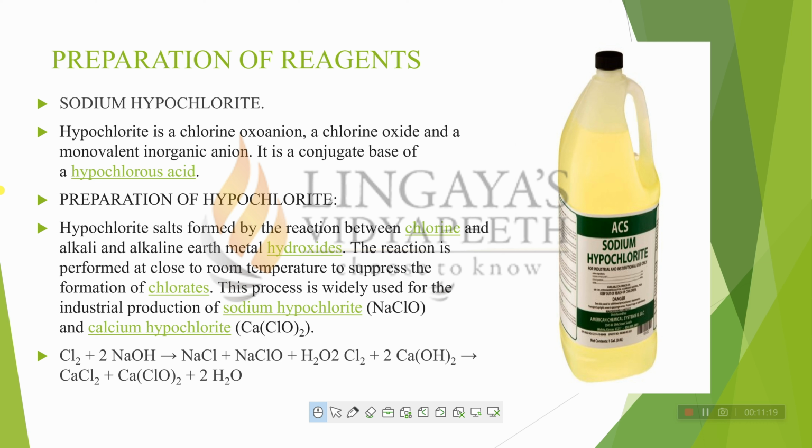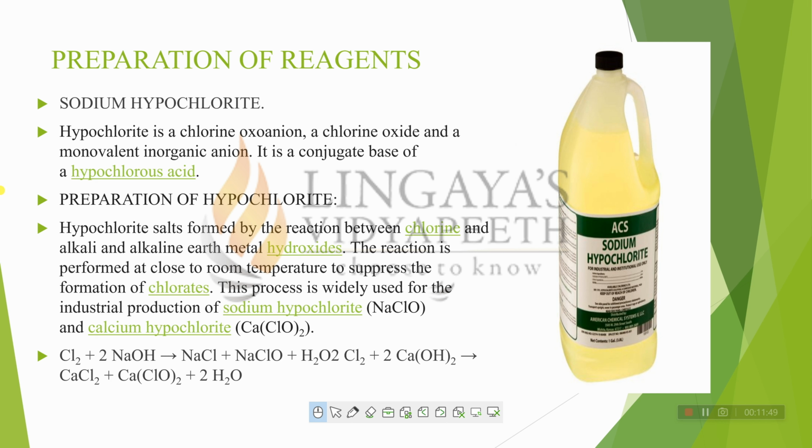Sodium hypochlorite is a chlorine oxoanion, a chlorine oxide and a monovalent inorganic anion. It is a conjugate base of hypochlorous acid. So why is sodium hypochlorite used? Sodium hypochlorite is generally used for the disinfection of the laboratory. It is a highly effective disinfectant which is used in the laboratory for the disinfection of shelves or different things in the laboratory.